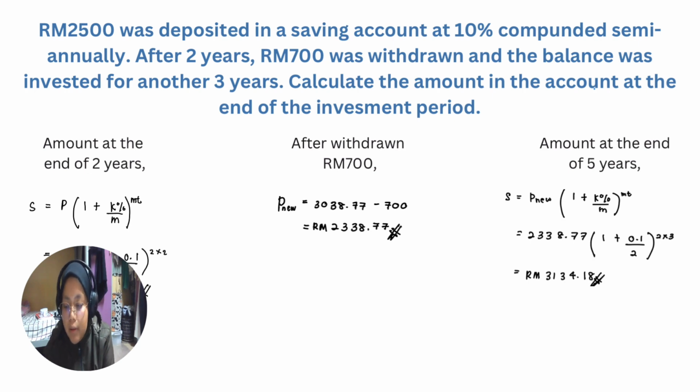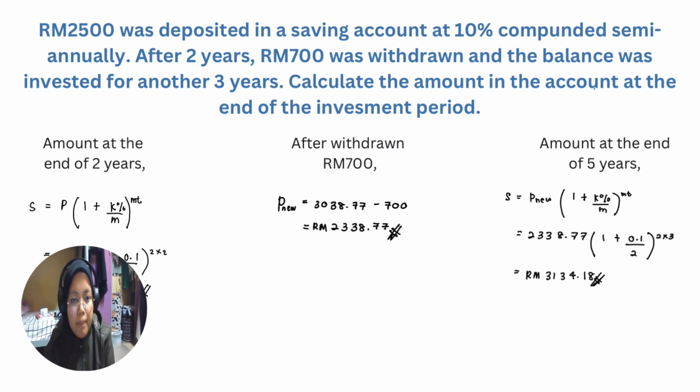So, firstly, you have to find the amount at the end of 2 years using the formula, and then you will get the answer, which is 3,358 ringgit 77 cents. After that, you minus 700 from this answer because you withdrew 700 ringgit. That means take out the 700 ringgit from the bank account, and then you will get the new principal amount.